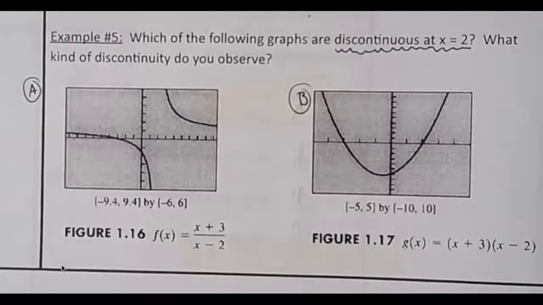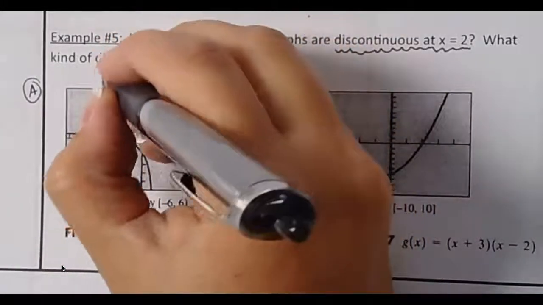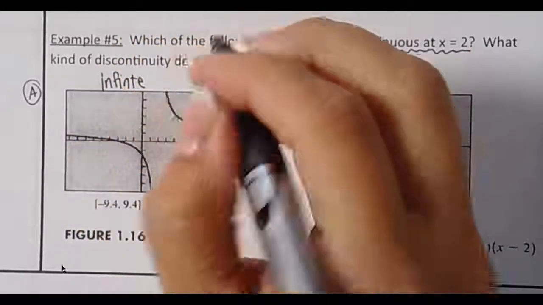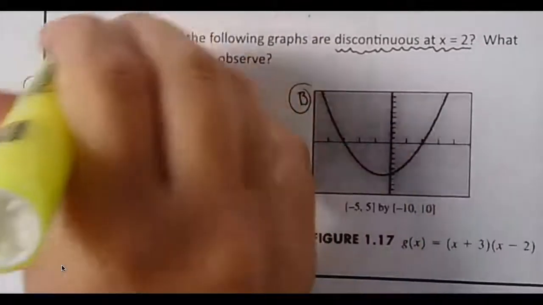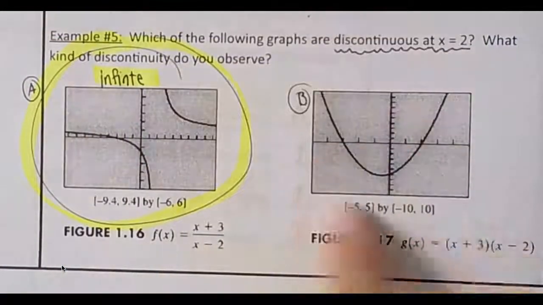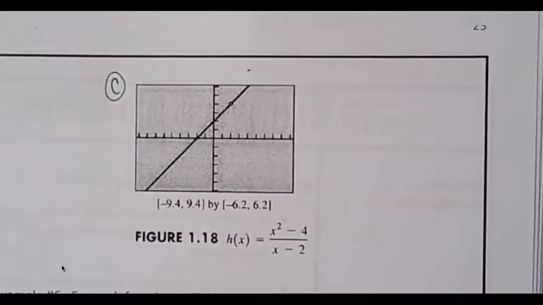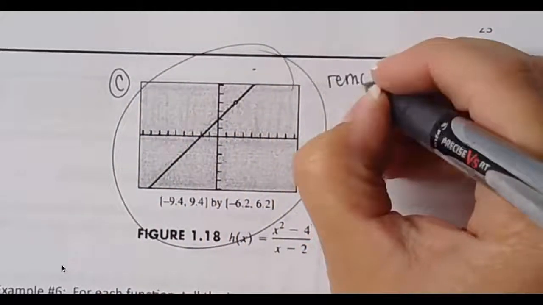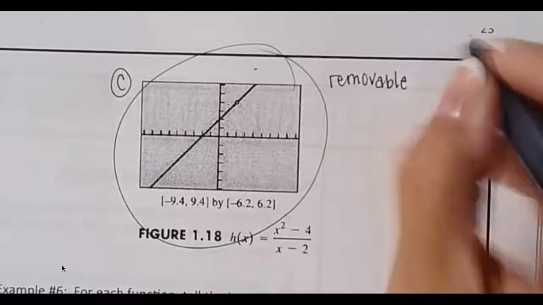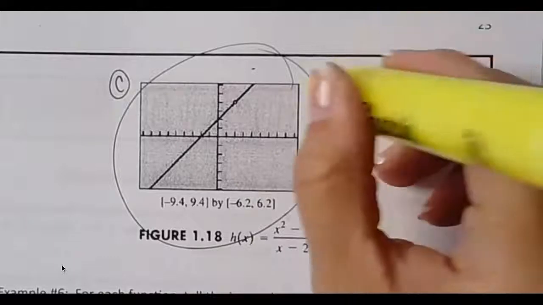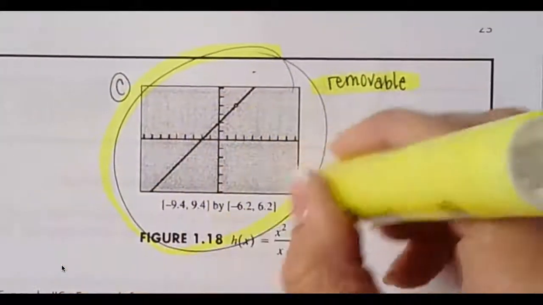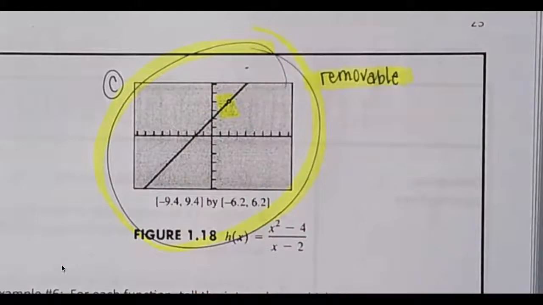Okay, so, ladies, this is an infinite discontinuity. This is continuous. And this is a removable discontinuity. Any questions? Can you see the hole? Yes. If there's a hole, it's removable.